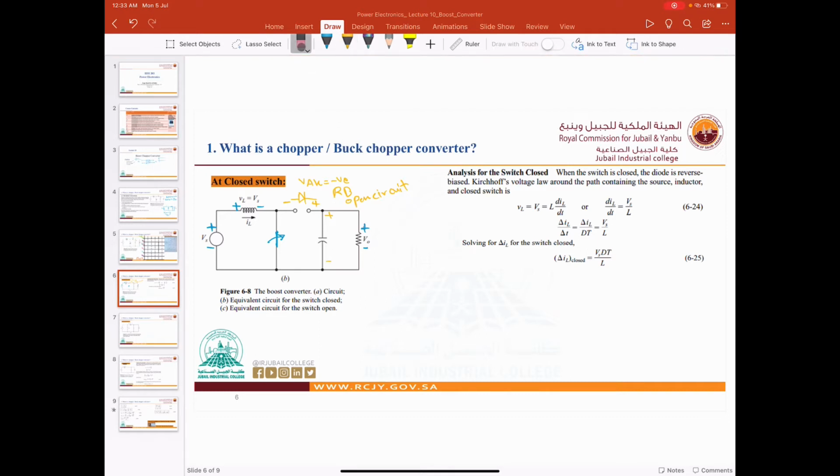Now I'm going to erase. Okay. So in case of closing the switch here, what will happen? The current from the supply will go through the inductor and charge the inductive load. So there is no output current here, right?